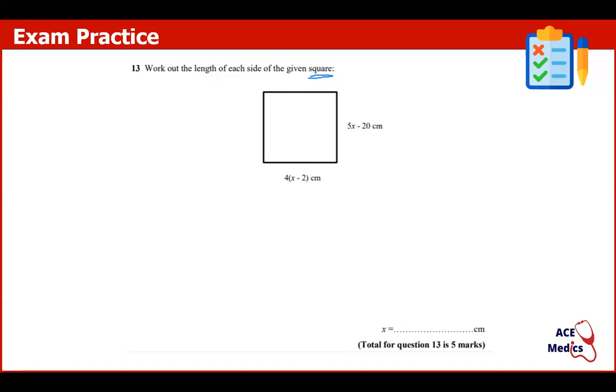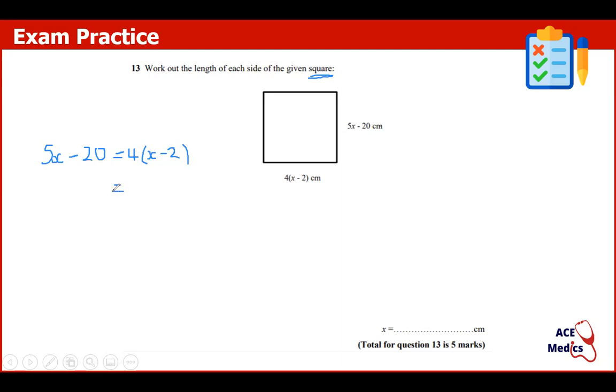Okay, so we know that, oh, fantastic, Esther. Amazing. Yeah, cool. So we'll go through it for everyone else. The sides of the square are all going to be the same. So we know that this side here equals this side here equals this side here equals this side here. So that must mean that 5x minus 20 must equal 4 brackets x minus 2, because they are the same length as it's a square.